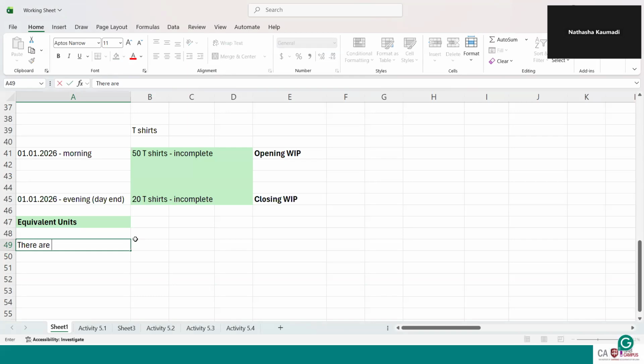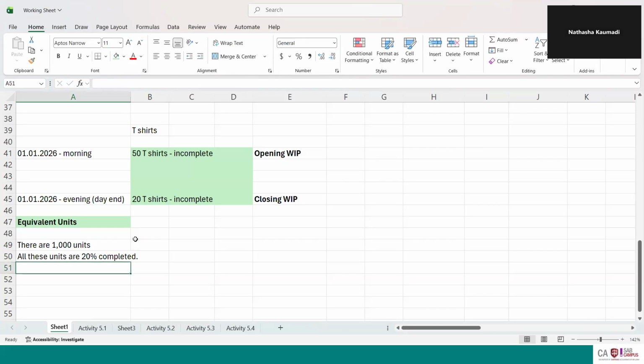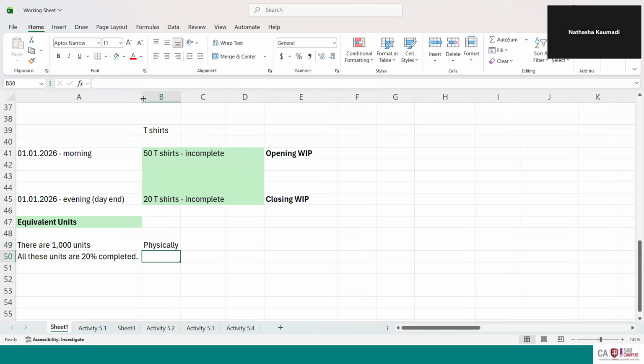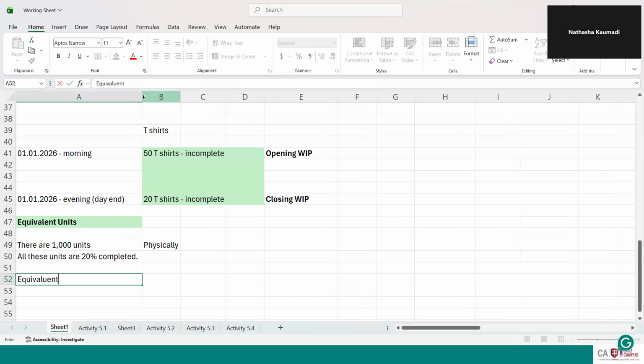Now, again, we can do something like this as well. There are 1,000 units. All these units are 20% completed. This is one easy method of calculating the equivalent units. Physically, you can see 1,000 units are there. What is the completion rate? The completion rate is only 20%. All 1,000 units are 20% completed. Then how do you easily calculate the equivalent units?